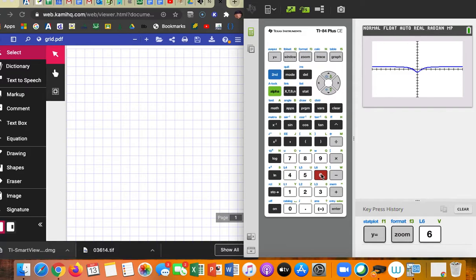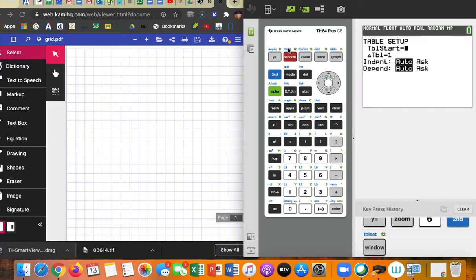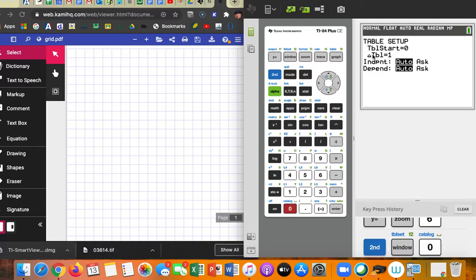Looking at that graph, we can clearly see that as it's going in the positive direction, it is approaching a certain number. And as it's going in the negative direction, it's also approaching a certain number, and they look to be the same. Now, I could go to my table if I wanted to. I'm going to first go to second table set, and I'm going to first look at what's happening as it's getting larger. So maybe I'll start at 0 and have it increase by this amount.